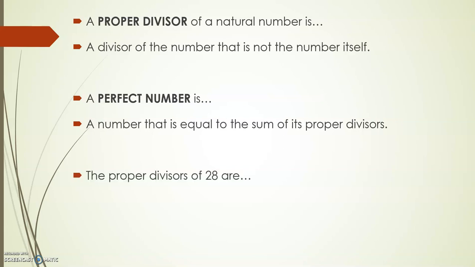The proper divisors of 28 are 1, 2, 4, 7, 14. Their sum, add those numbers together, is 28. So that means 28 is considered a perfect number.